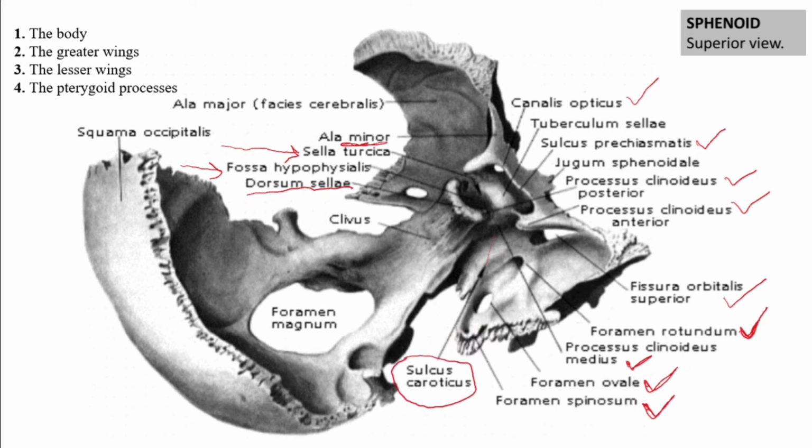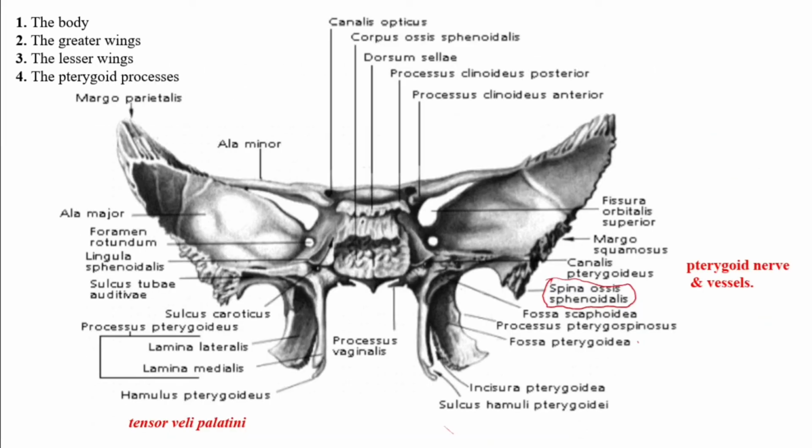So here there is a groove on both sides, a groove for the carotid artery. It's called what? Sulcus caroticus. Okay, so you can see here what I was trying to say. The spina ossis sphenoidalis. This one is the spine of the sphenoid bone.